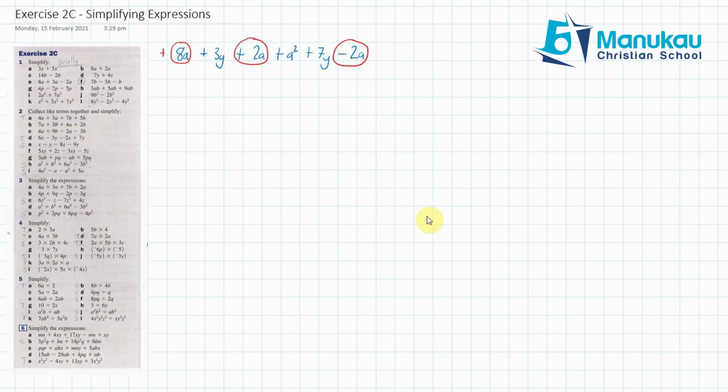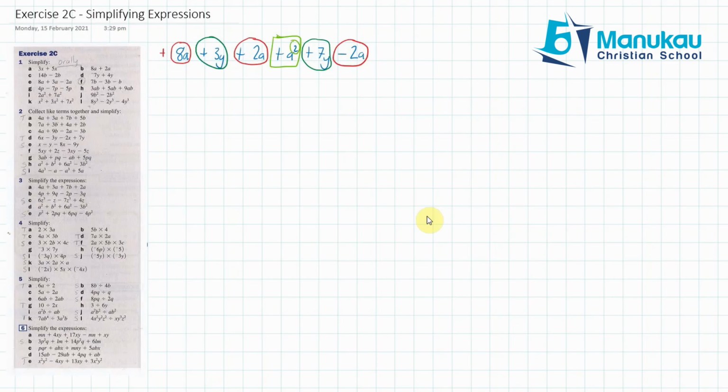Then I'm going to look for all my y's. I've got positive 3y, and I've got a positive 7y over here. And that leaves just one term left over. I hope you can see that this term here is not the same as the term circled in red because of this square here.